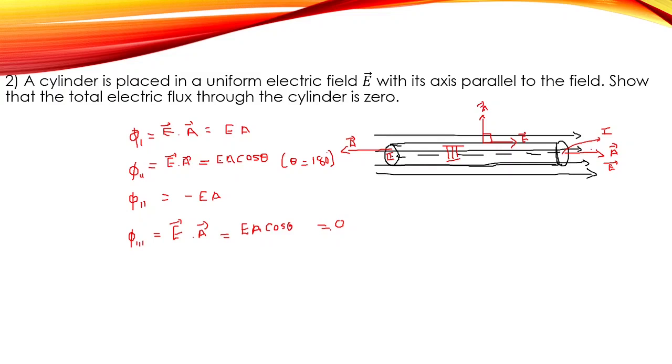So we have the electric flux due to our first surface and second surface. We can add both and find the total electric flux through this whole cylinder. So the total electric flux is equal to the electric flux due to our first surface plus the electric flux due to our second surface, that is equal to EA minus EA, that is equal to 0.